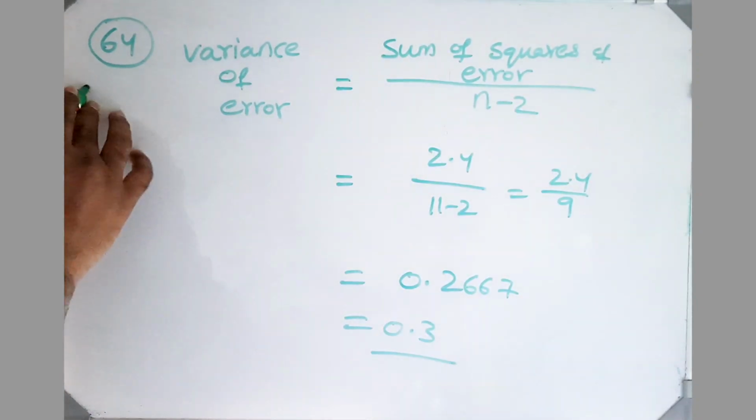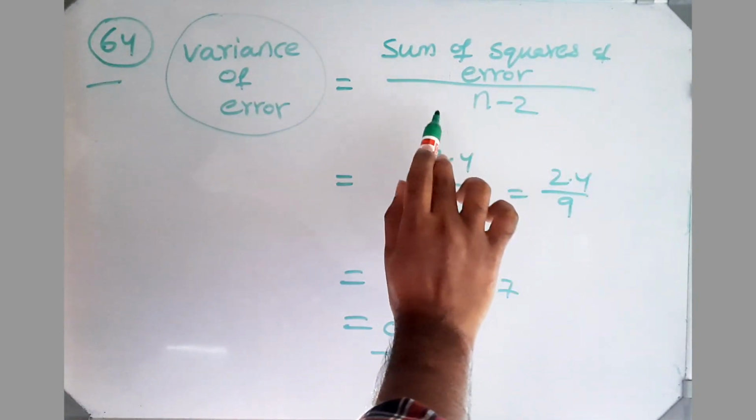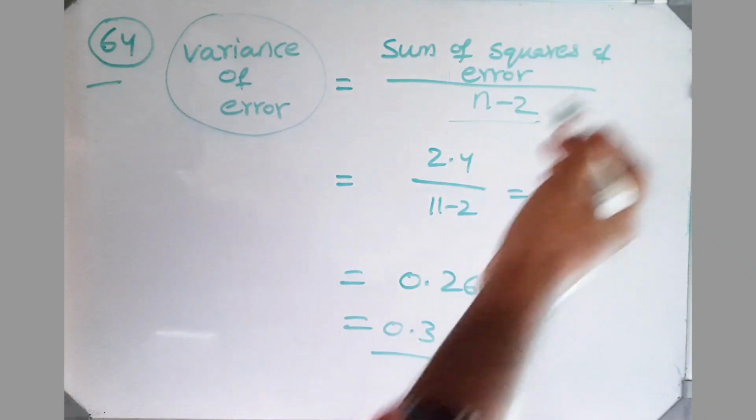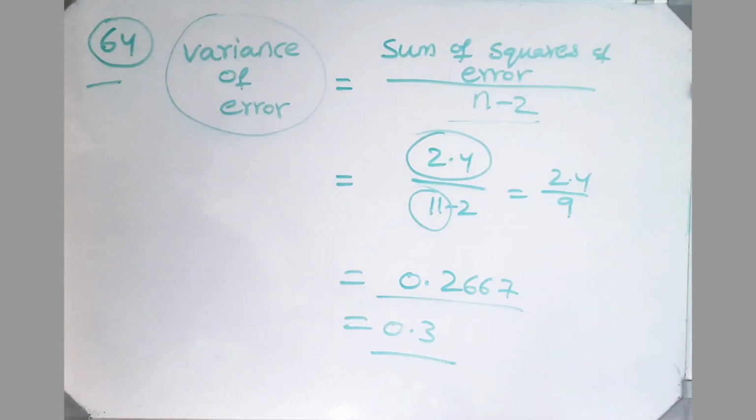Friends, question number 64 is formula based. Variance of error is equals to sum of squares of error divided by n minus 2. So sum of squares of error is given as 2.4 and n is 11. So by solving we get 0.26667. So by rounding off we get the answer 0.3.